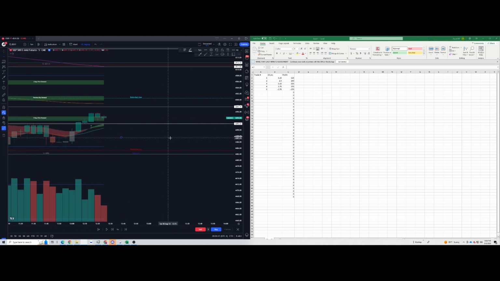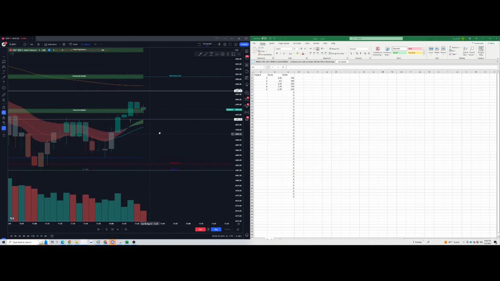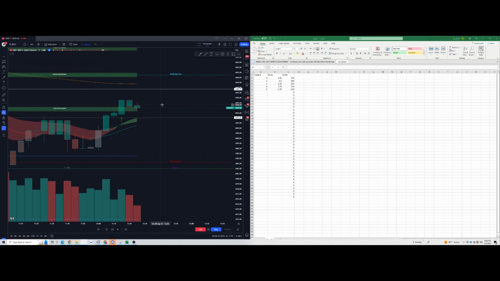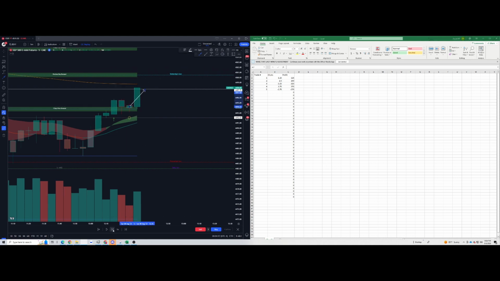Let's see here. Alright. So we are on this zone. So I'm going to use the 9 EMA as my stop, and I'm going to look to take this to the next overhead level. Boom. There's that trade. So that is from entry at this candle to exit here is 2.25 points.